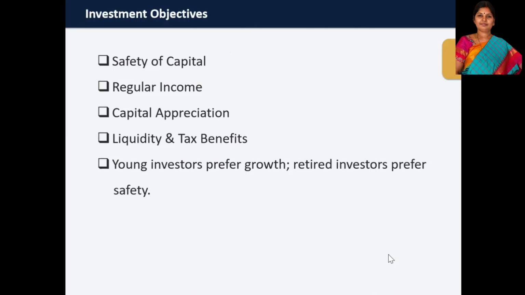The second one is investment objectives. So what are the investment objectives of an investor? He wants safety of his capital, whatever he invested. And he also wants regular income out of his investment. For example, if you have invested in buildings, you will get regular income as rent, or if you have invested in fixed deposits, you will get regular interest. Next, the third one is what?